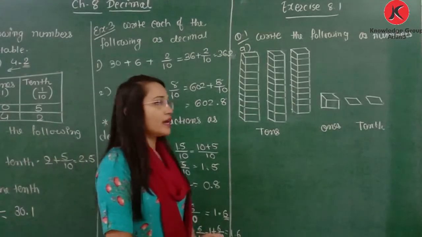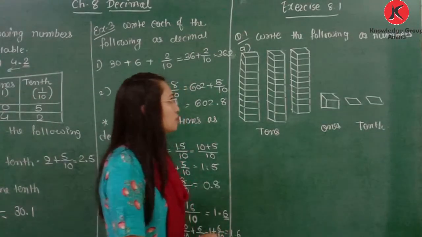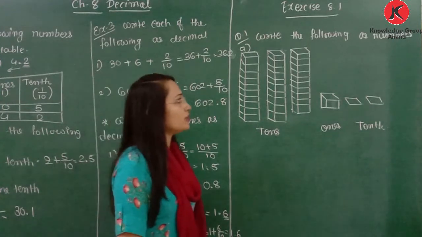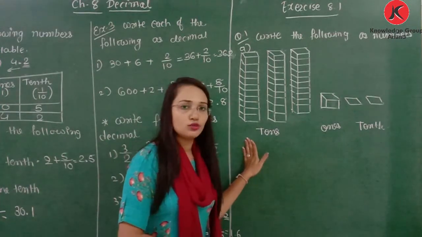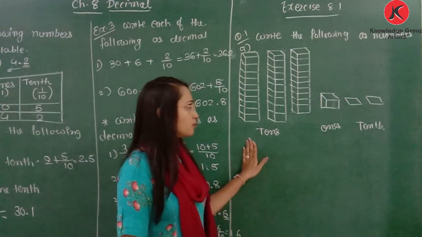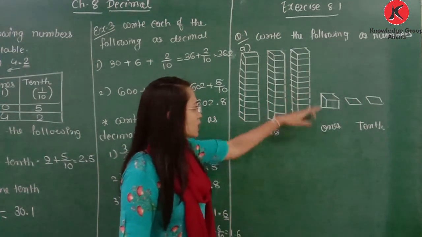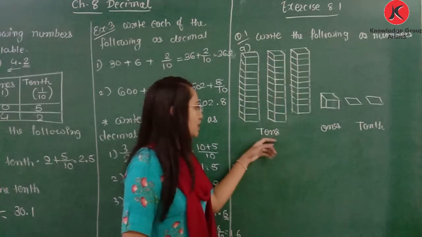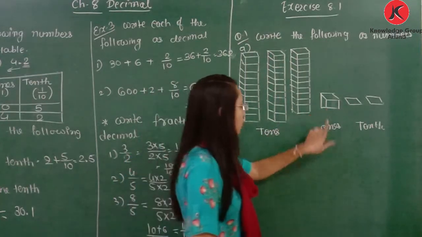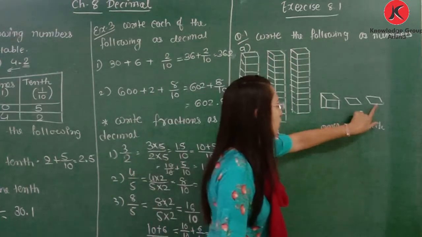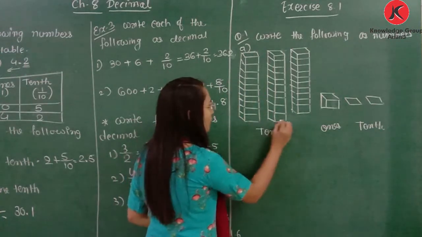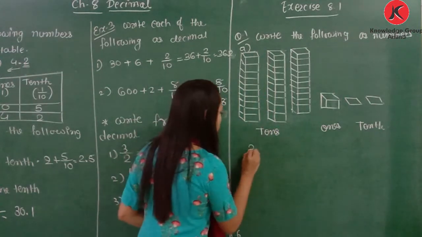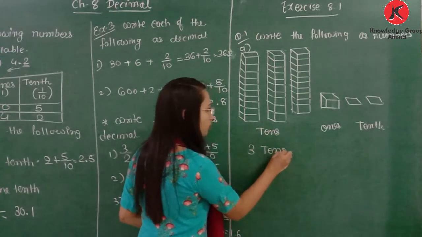Now next one, exercise 8.1, question number 1 is write the following as a decimal number. So here a figure is given and you need to represent this as a decimal. So here, this block represents hundreds, this block represents ones and this block represents tenths. So in a place value table, you can write how many tens are here. So 3 tens we have.